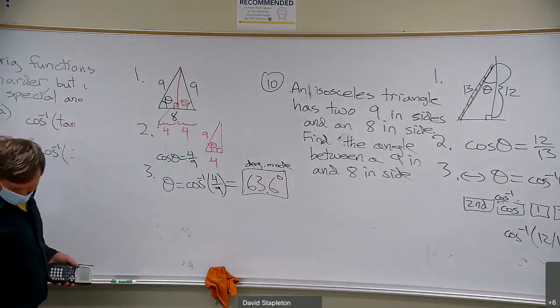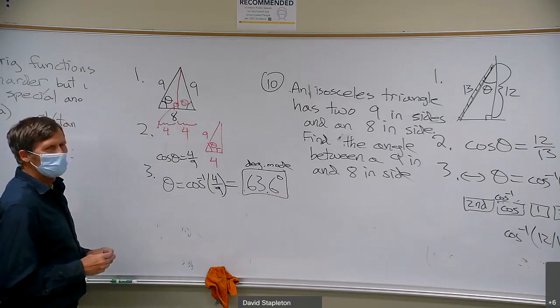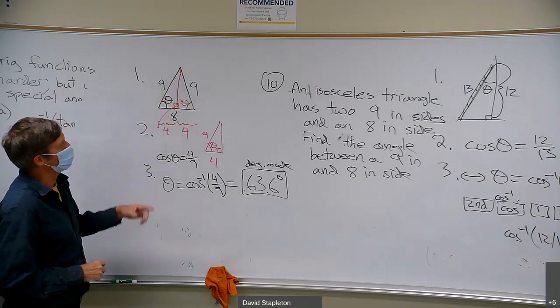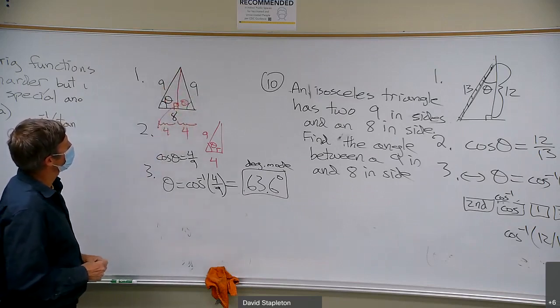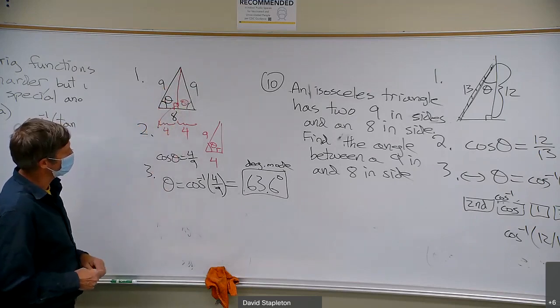And then you do the sanity check. Does that seem reasonable? If it was an equilateral triangle, 9, 9, 9, these would all be 60, right? 60, 60, 60 makes 180 degrees. A little bigger than that when this end one is shorter. Yeah, that looks about right. So that's probably correct, right?